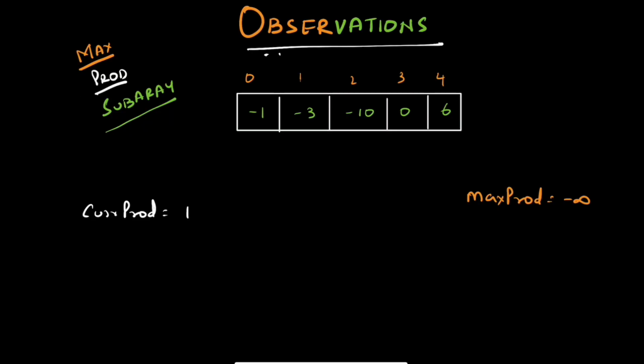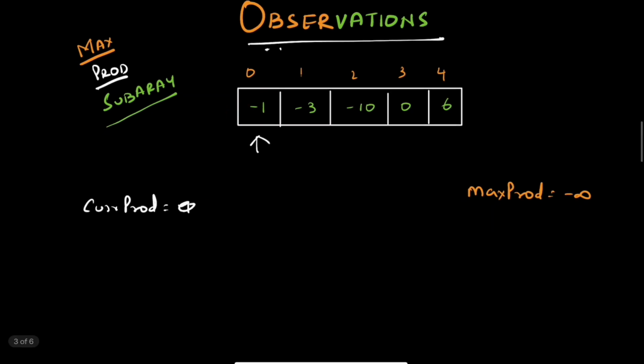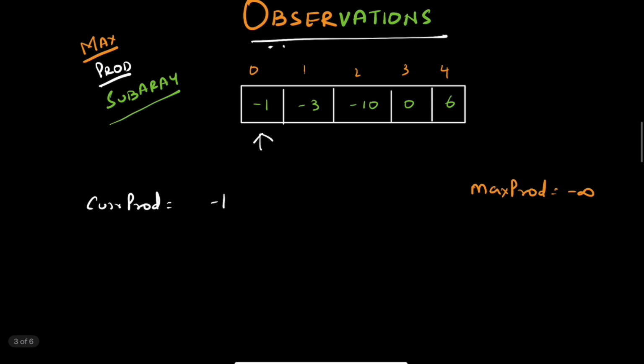So similar to Kadane's algorithm, we have taken two variables, current product and maximum product. In Kadane's algorithm, we take current sum and maximum sum. So let's start the execution from index 0. At index 0, the element is minus 1. So we'll multiply 1 with minus 1. Then this number becomes minus 1, right? And we'll check whether current prod is greater than max prod. Yes, since it is greater, so we'll update our max prod to minus 1.